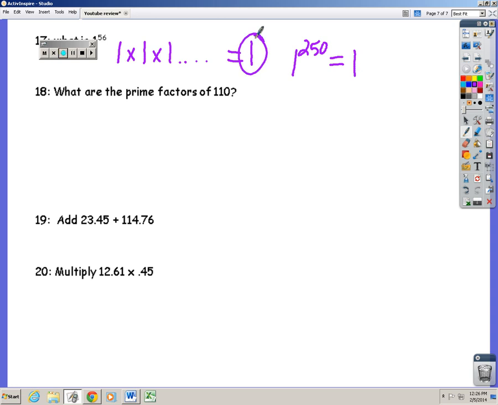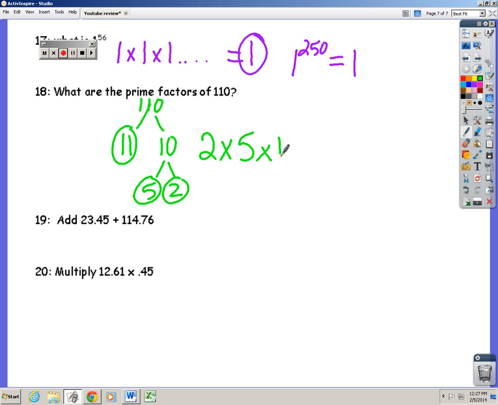Alright, number 18. What are the prime factors of 110? I'm going to use a factor tree. We need to use factor trees to find the prime factors. You could do a few different numbers, but I'm going to choose 11 and 10. Multiply those together, you should get 110. 11 is a prime factor right here, so I don't need to do anything with that, but I do need to split that 10 into 5 and 2. I end up getting 5 and 2 as prime numbers, so if I list it from least to greatest, I will have 2 times 5 times 11. I don't have to simplify because there are no duplicate numbers, so I leave it as that.